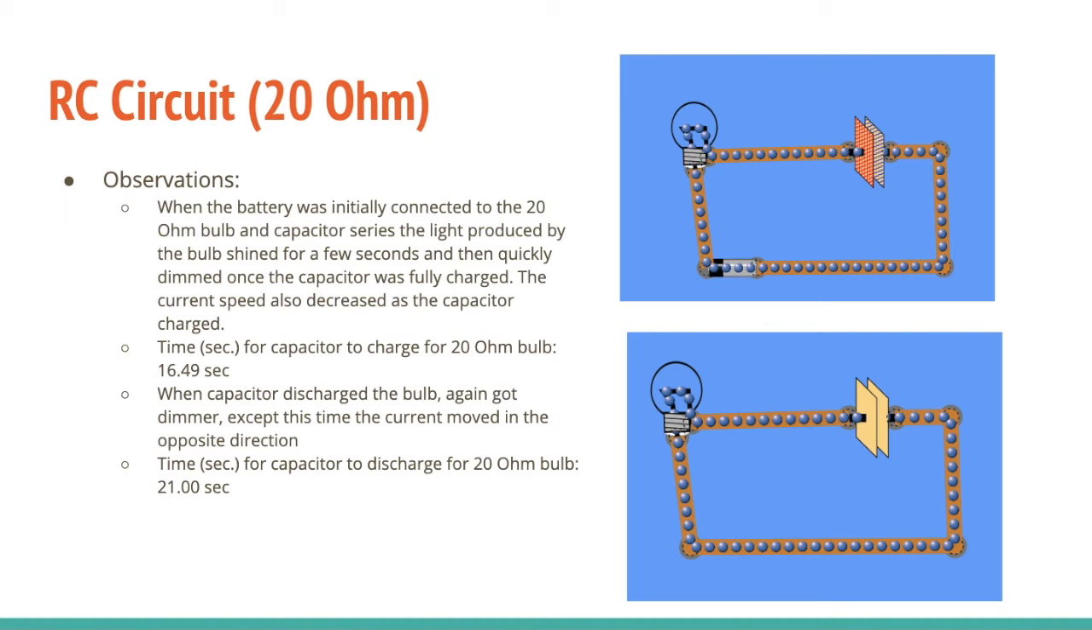The light initially shined and then dimmed until the capacitor was fully charged, except this time the time was increased. So the time for the capacitor to charge with the 20 ohm bulb was 16.49 seconds. And again, when it discharged, the current moved in the opposite direction and slowed down as time increased. The time for the capacitor to discharge with the 20 ohm bulb was 21 seconds.